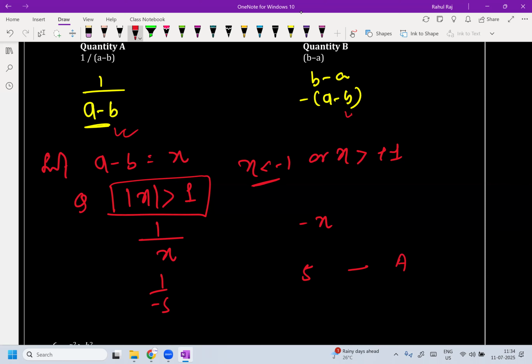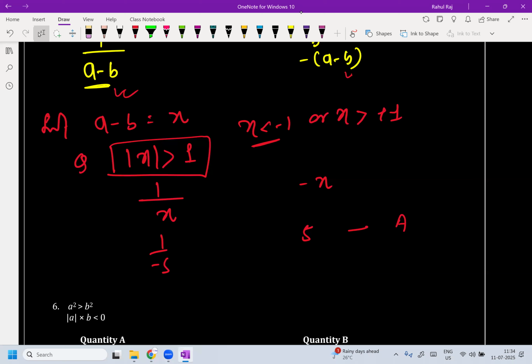Got it. x is greater than 1. So let's take x is equal to 2. This becomes 1 by 2 and this becomes negative 2. In this case, quantity B is greater than A. In the other case, A is greater than B. So answer is D. The whole point is that you have to go very slow.